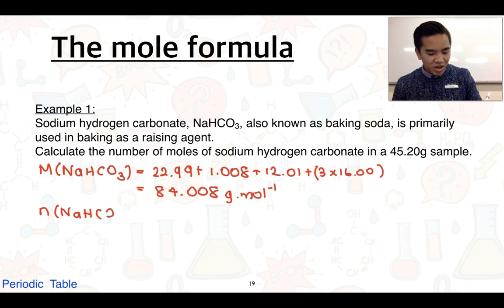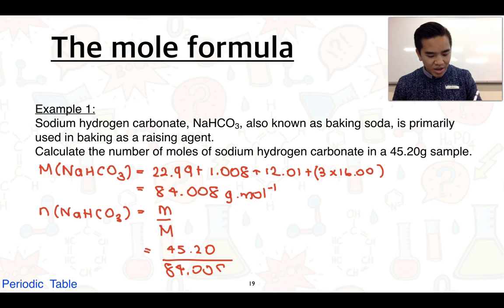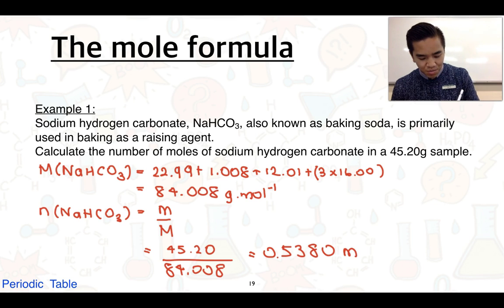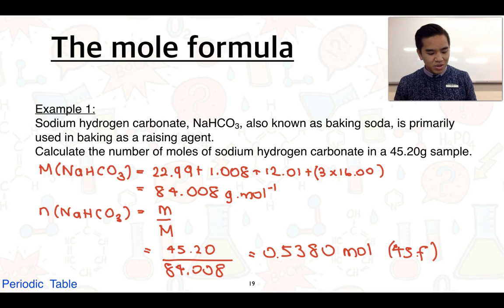We're going to now use this molar mass in the formula, and that formula is n for sodium hydrogen carbonate is equal to little m over big M. So that's going to equal our mass, which is given as 45.20 to 4 sig figs, divided by 84.008, and we end up with 0.5380 mole. We're recording that to 4 significant figures because our original data, this mass here, is recorded to 4 sig figs.